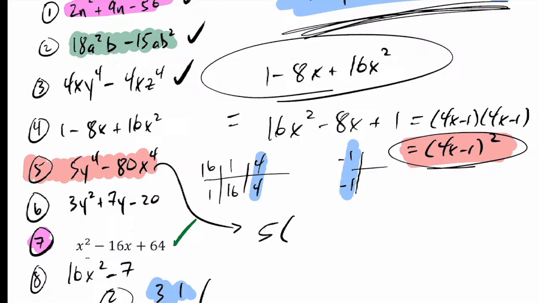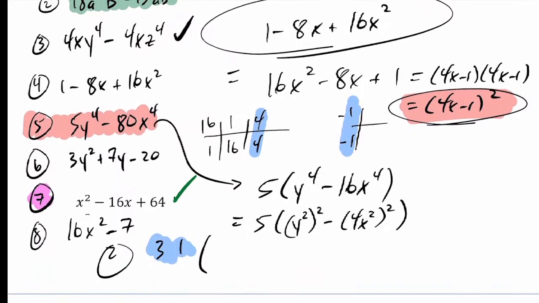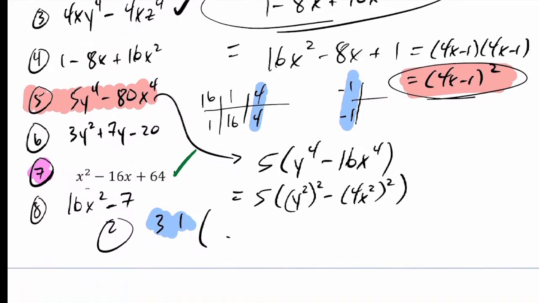So first thing you do is factor out the 5, which would be y to the 4th minus 16x to the 4th. Right? 5 times 16 is 80. So now I factor that out. So now I want to continue this. So this will be y squared squared minus 4x squared squared. Right? And then I can kind of force a difference of squares on that. Wrote each as a power of 2. So then you're going to say this is 5 times y squared minus 4x squared times y squared plus 4x squared.